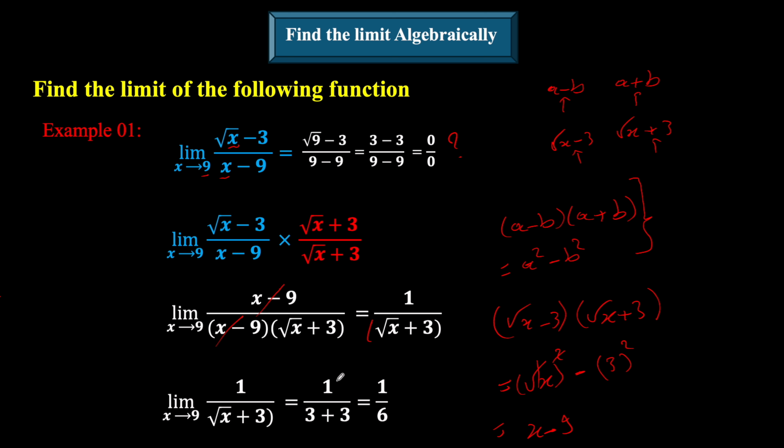Then we find the limit now. Now we can proceed with the limit. Find the limit as x approaches 9 of 1 over the square root of x plus 3. We substitute x by the number 9. It is 1 over the square root of 9 plus 3. The square root of 9 is equal to 3, and 3 we didn't touch, and 1 is here. So this is equal to 1 over 6.